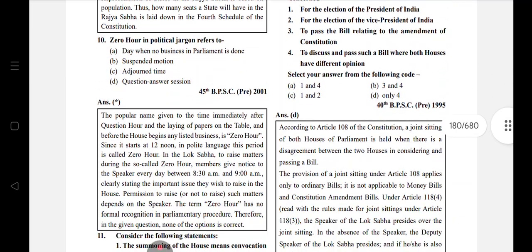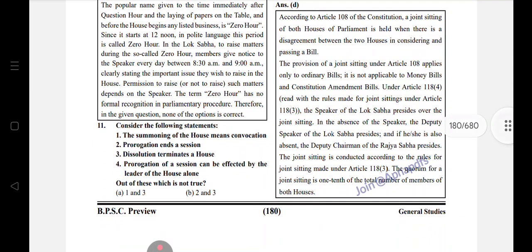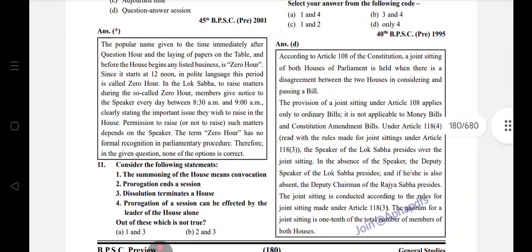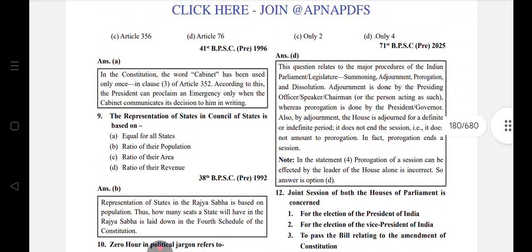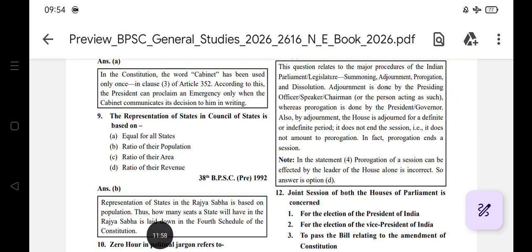Consider which progression of a session can be affected by the leader of the House alone. Dissolution terminates the House's proceedings. Summoning is convocation. Summoning, adjournment, prorogation and dissolution. Adjournment is done by the presiding officer, Speaker, and Chairman, whereas prorogation is done by the President or Governor.